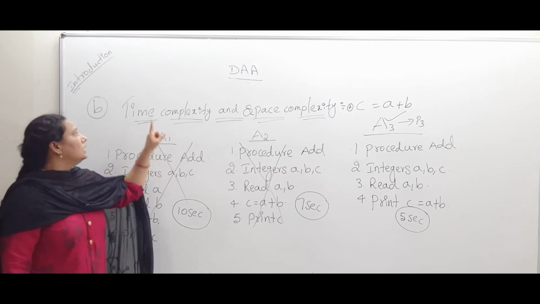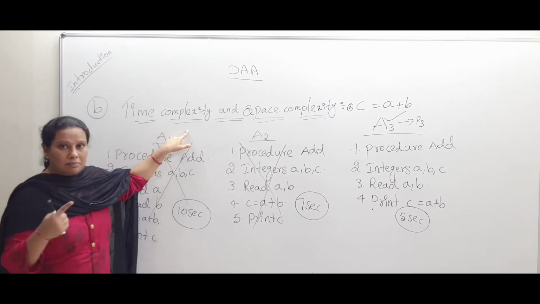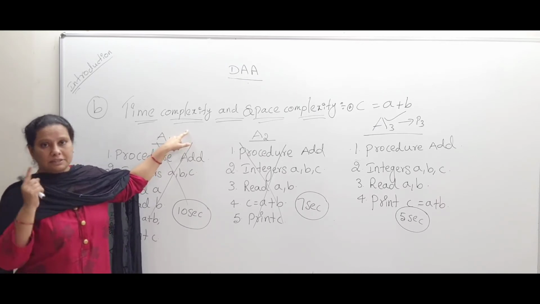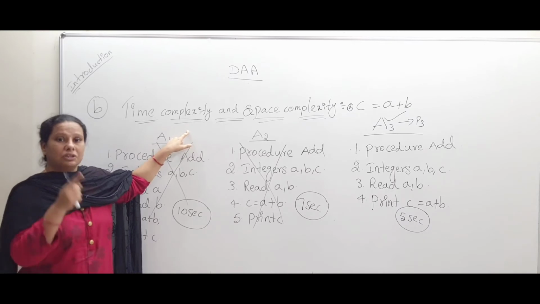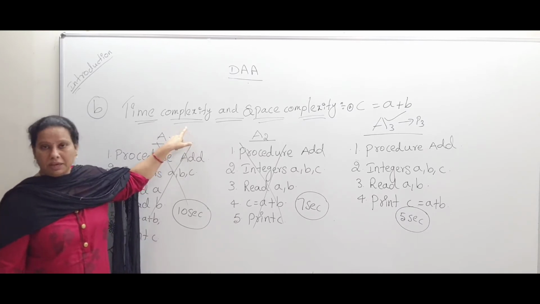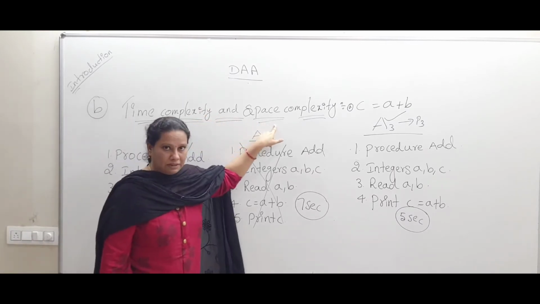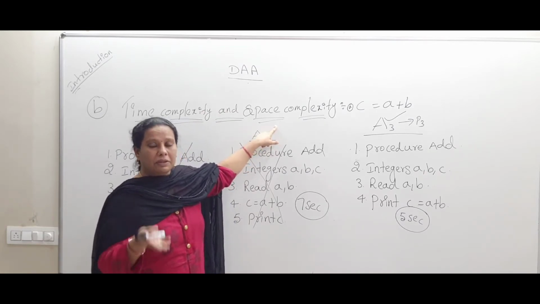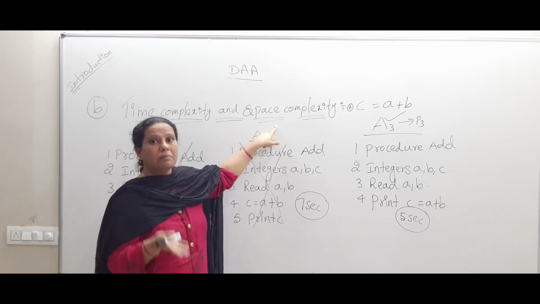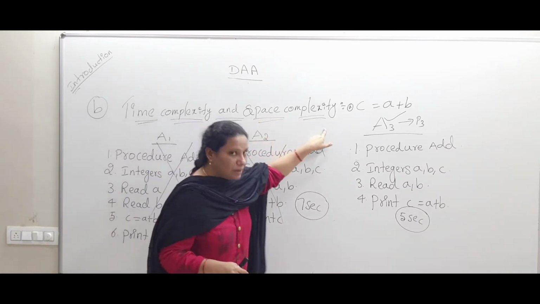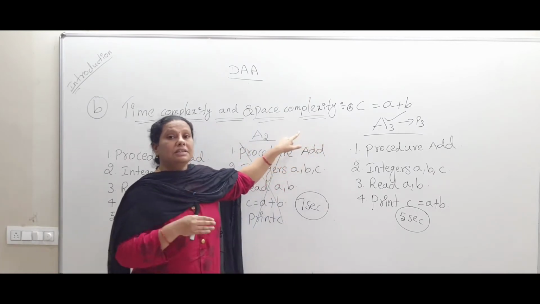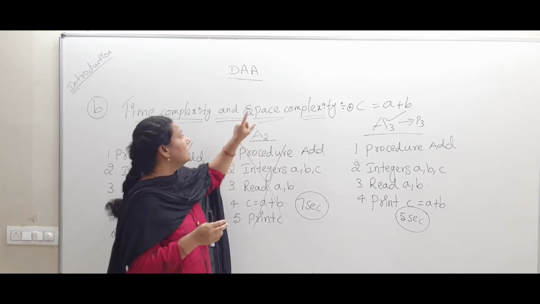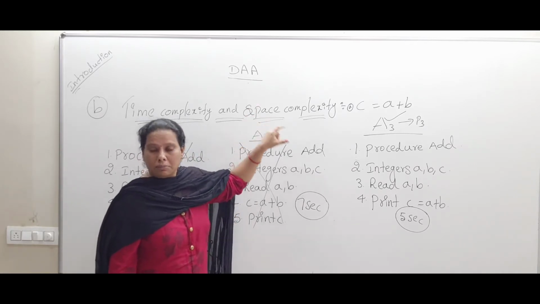So the point is time complexity is nothing but the time taken to complete the execution, and we select that algorithm as a best algorithm which takes less time to perform the execution. Space complexity. If we convert the algorithm into the program, the space occupied by the program in the memory is called as space complexity, and we select that algorithm as a best algorithm which occupies less space in the memory.